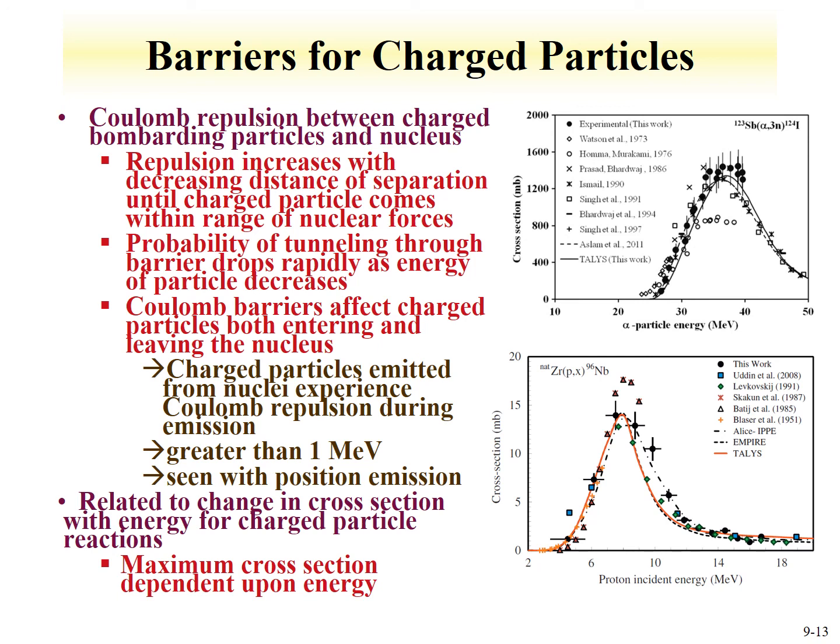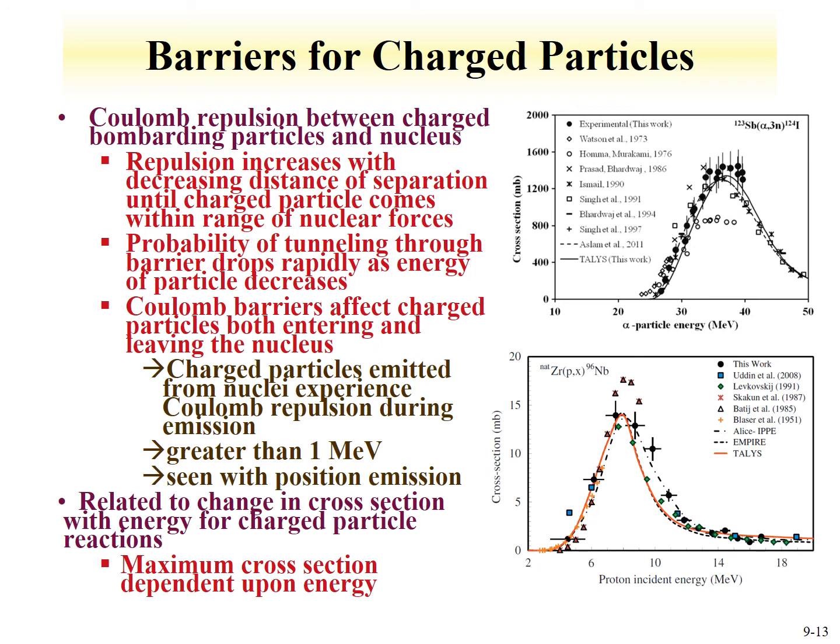Now these Coulomb barriers are also going to have an impact on the charged particles entering and leaving the nucleus. The charged particles that are emitted from the nucleus can experience an acceleration due to this Coulomb repulsion, and we've discussed this when we discussed beta decay, and we talked about positron emission from the nucleus can be energetically favored due to this repulsion, and we gave an example with the copper-64 nucleus.